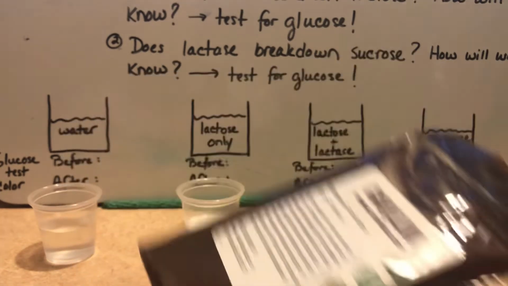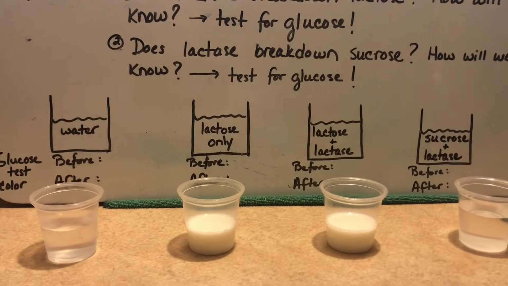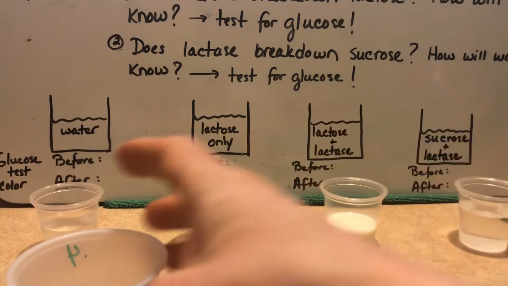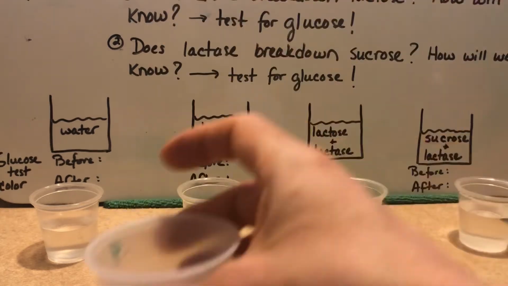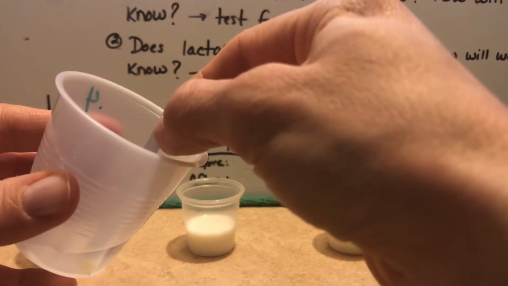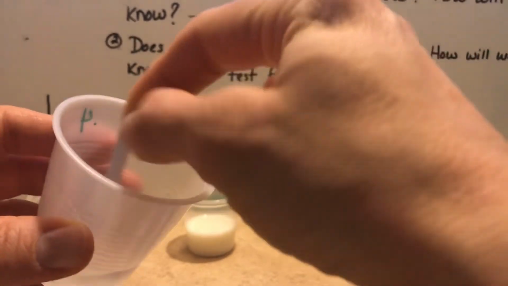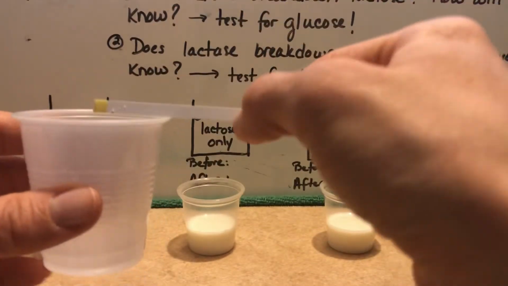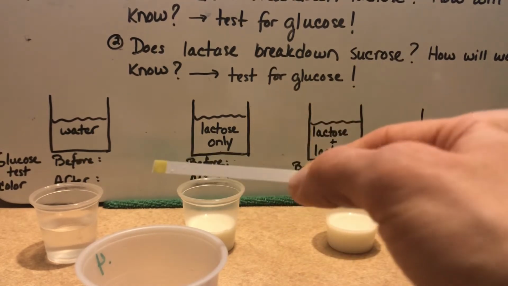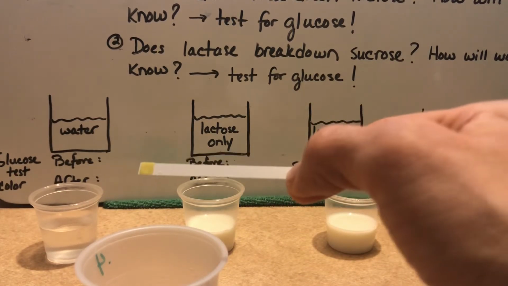Glucose. So what I did in this cup here is I made a glucose solution. I took some glucose and dissolved it in some water. I just want to show you what it looks like when we get a positive test for glucose. So I would dip my strip in here and wait a little bit for a color change.